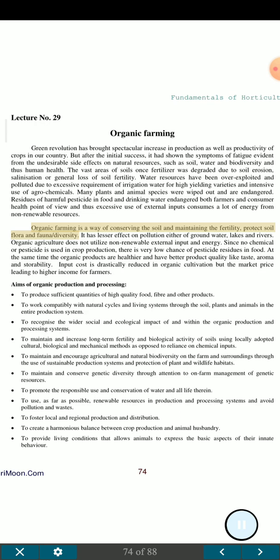Organic farming is a way of conserving the soil and maintaining fertility, and it protects soil flora and fauna diversity. It has a lesser effect on pollution of groundwater, lakes and rivers. Organic agriculture does not utilize non-renewable external inputs and energy. Since no chemical or pesticide is used in crop production, there is very low chance of pesticide residues in food.